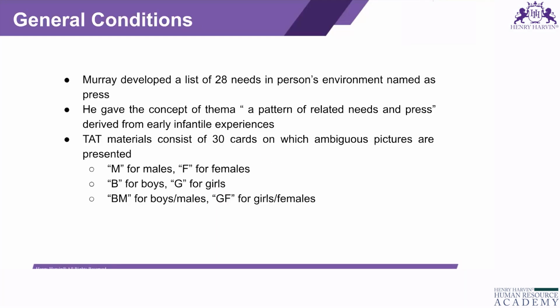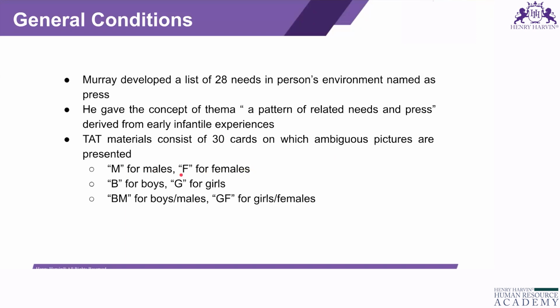Administering the test. So, general conditions. Murray developed a list of 28 needs in a person's environment, named as press. He gave the concept of thema, a pattern of related needs and press derived from early infantile experiences. The materials consist of 30 cards on which ambiguous pictures are presented.